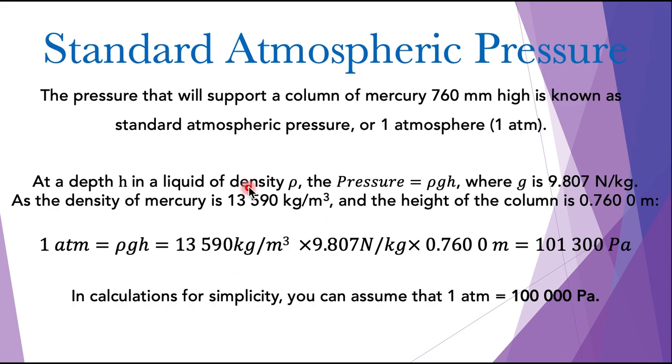Standard atmospheric pressure. The pressure that will support a column of mercury 760 millimeters high is known as standard atmospheric pressure, or 1 atmosphere, 1 atm. We can also call atmosphere atm.